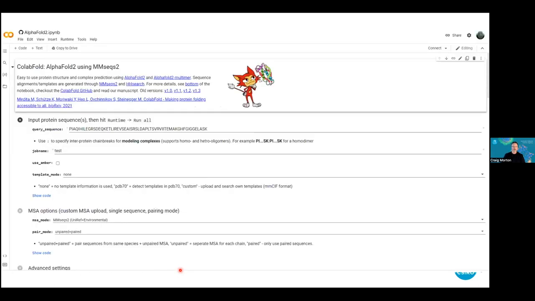So this is the ColabFold interface. It's just a notebook online. You simply put your sequence in, give it a name, and hit go. And away it runs on ColabFold computational resources at Google.